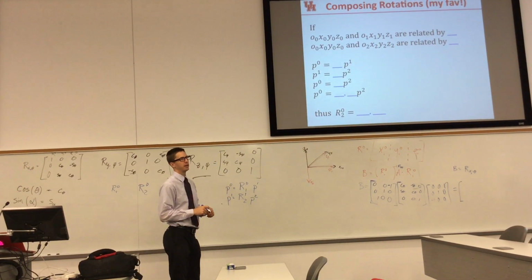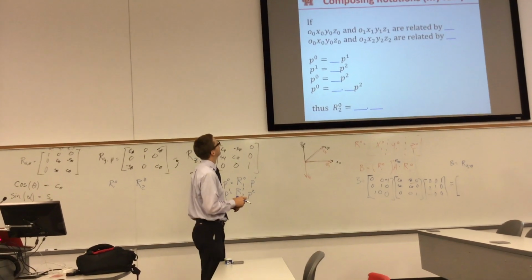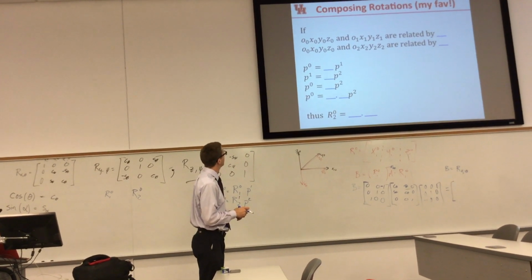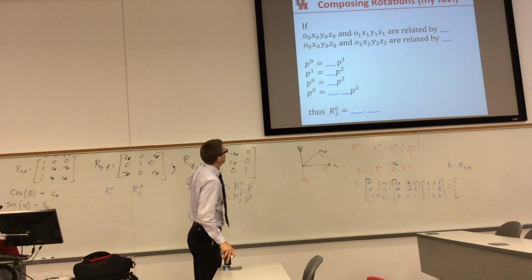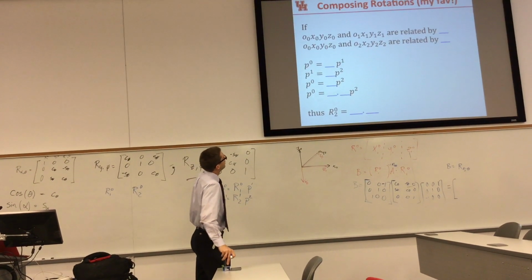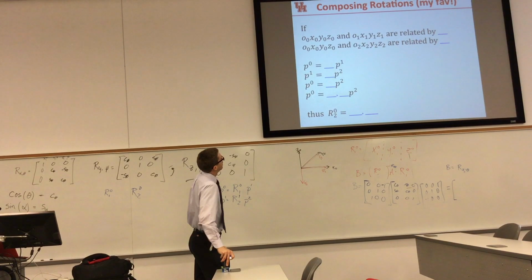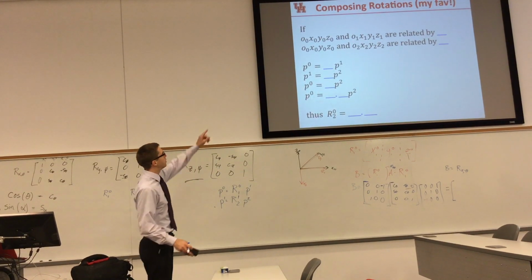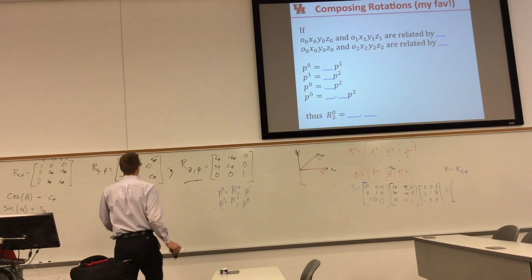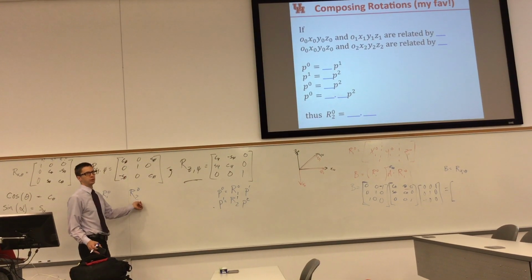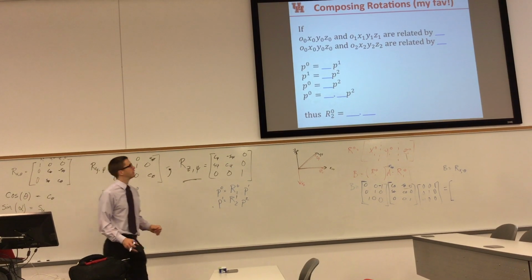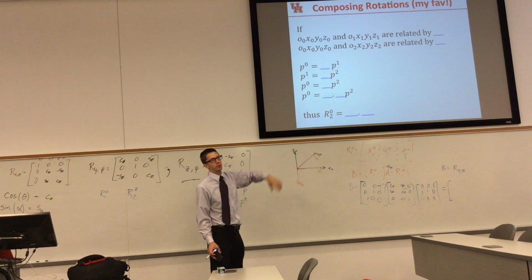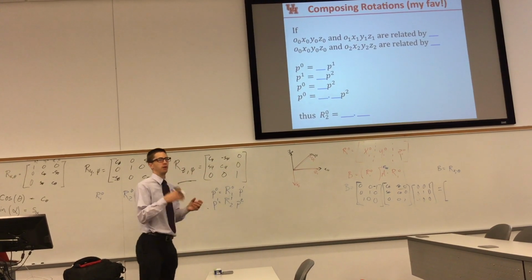Question in the back? Should the second line be all 1, x1, y1, z1, and all 2, x2, y2, z2? They are related. No. If I want to know from 0 to 2, then that's going to be, what is frame 2 in frame 0? If I was talking about frames 1 and 2, then I would say I need a rotation that goes from 1 to 2.